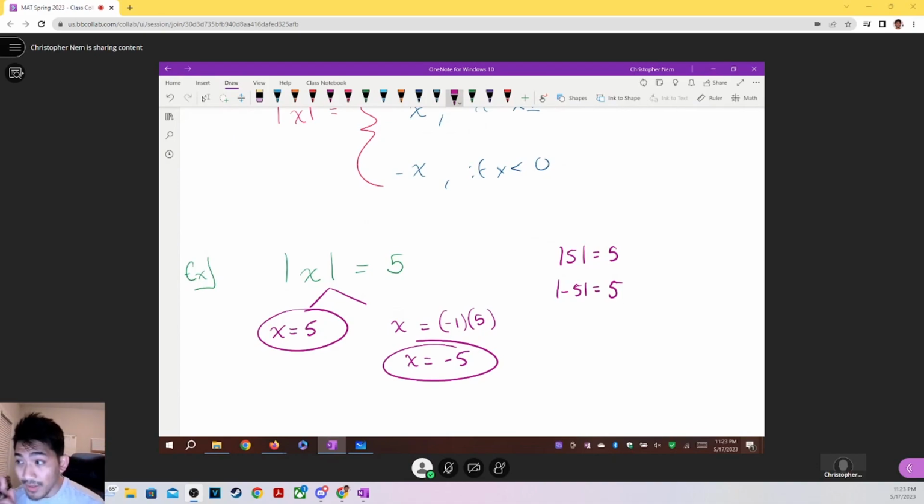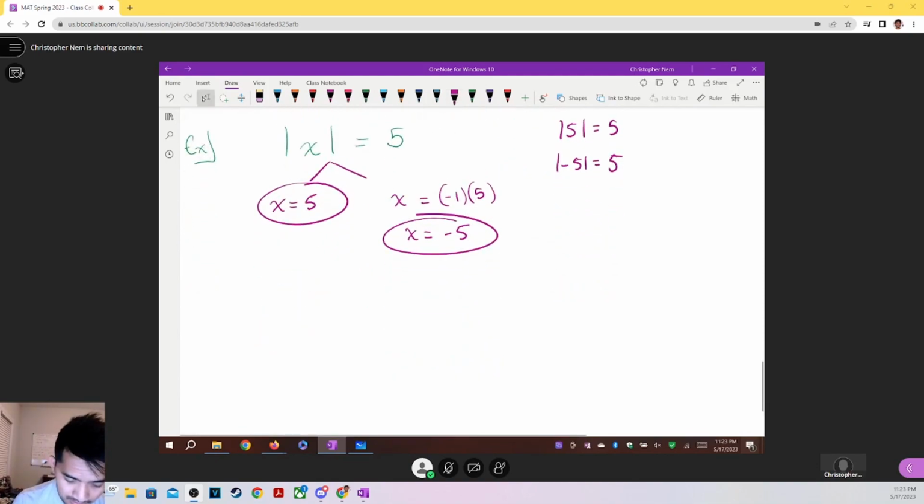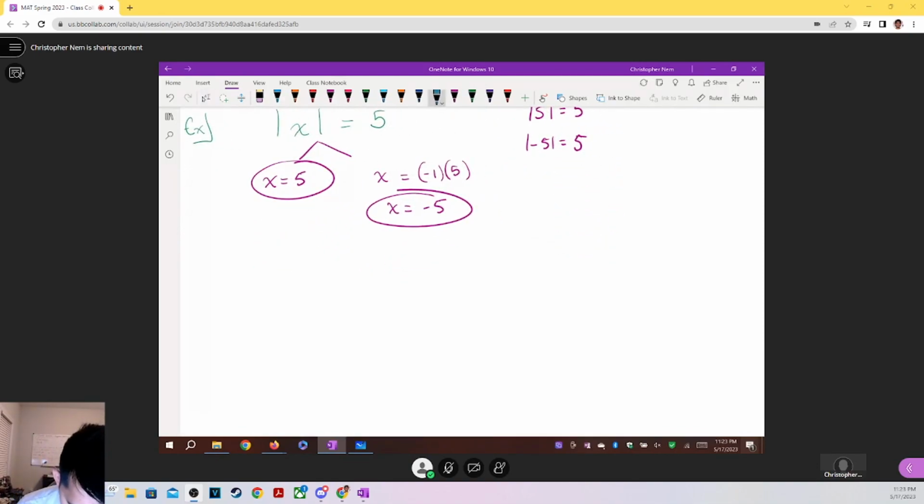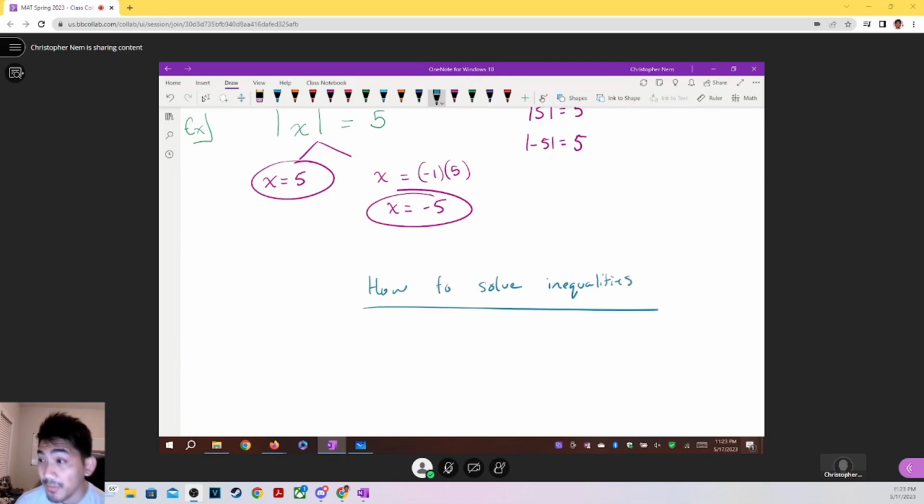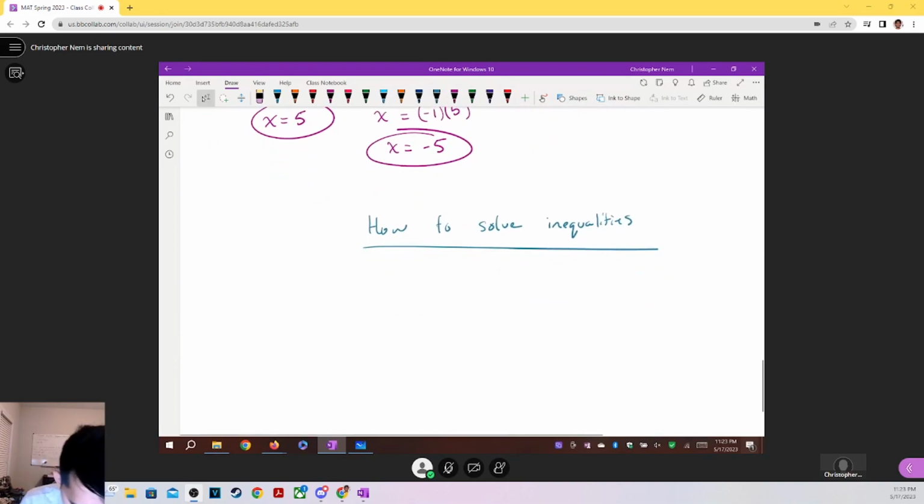Now we can solve inequalities. So, how to solve inequalities? Well, we already know how to solve it. We have all the tools now. Now we just need to do it, actually. So, let's do an example. Let's do the absolute value of x minus 5 is greater than or equal to 8.